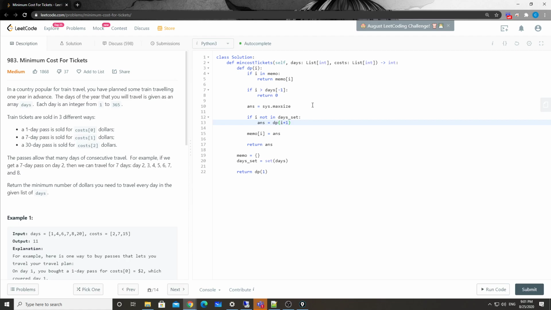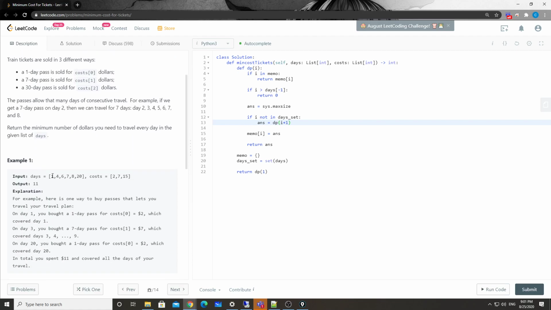Yeah, so the top down and bottom up are a little bit different, because in the top down we're thinking from the current day. If we purchase a ticket at the current day, then we can travel that many days, right? And then we just pass the rest of the information to the next recursive call. So same thing for this one.